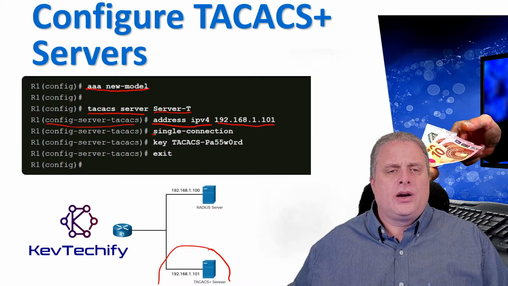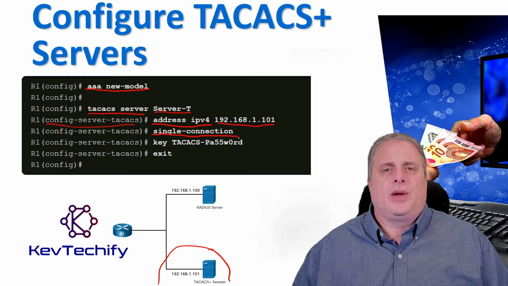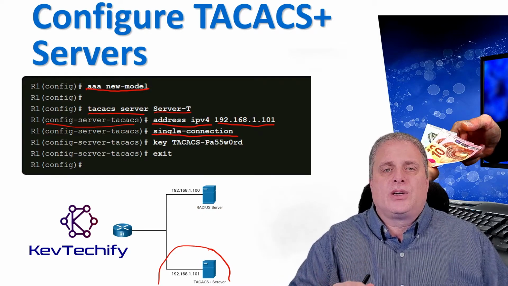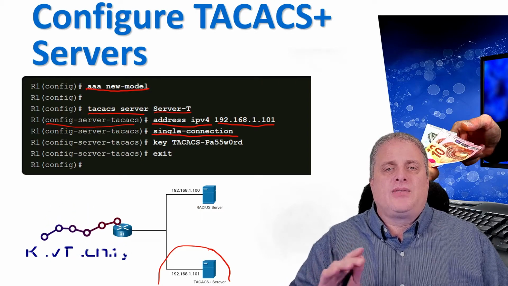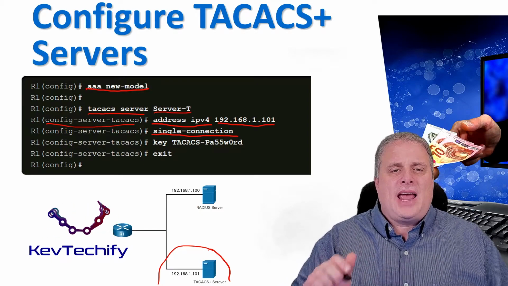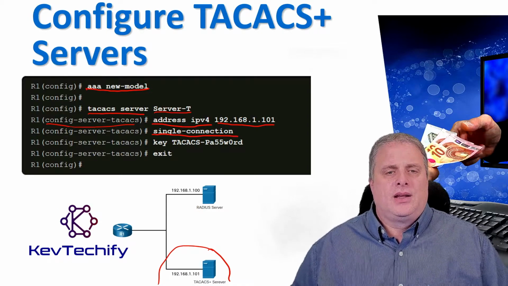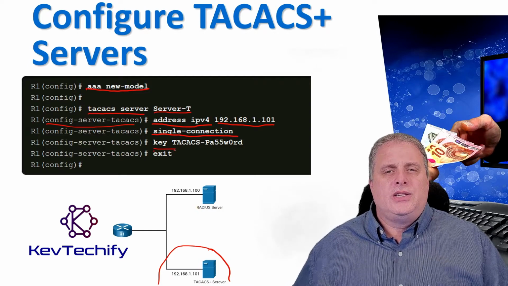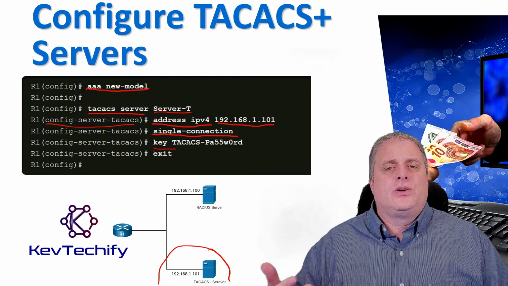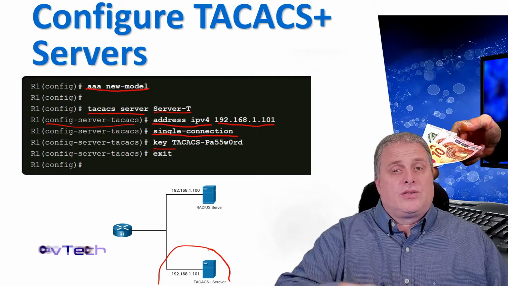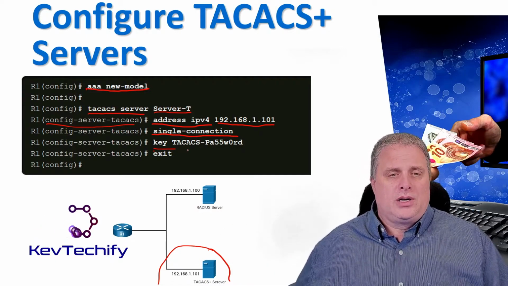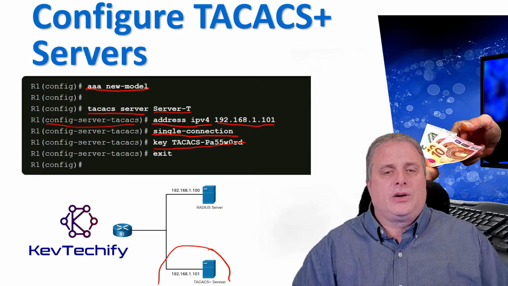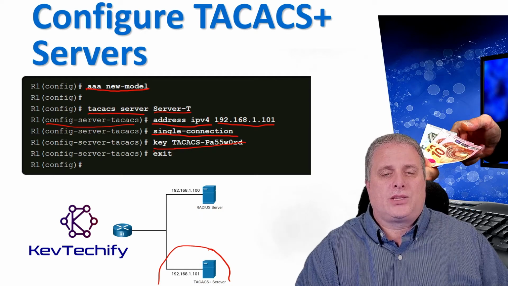Now, what we want to do here is use the single connection command to enhance TCP performance. If required, multiple TACACS servers can be identified by entering their respective IP version 4 addresses in the TACACS server name command. And finally, the key command right here. The key command is used to configure the shared secret to encrypt the data transfer between the TACACS server and the AAA enabled router. So this right here is that secret key, or shared secret key, TACACS-password.